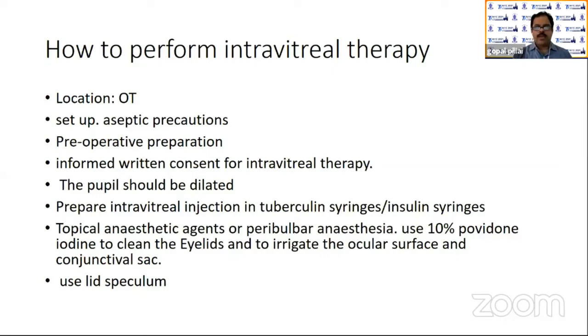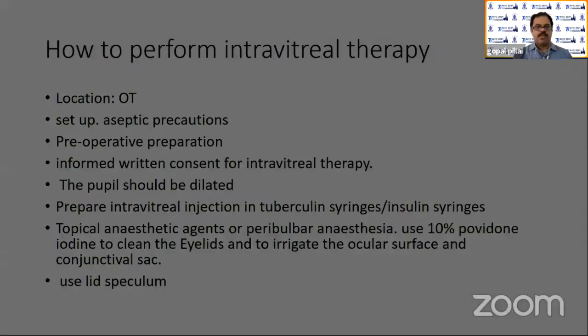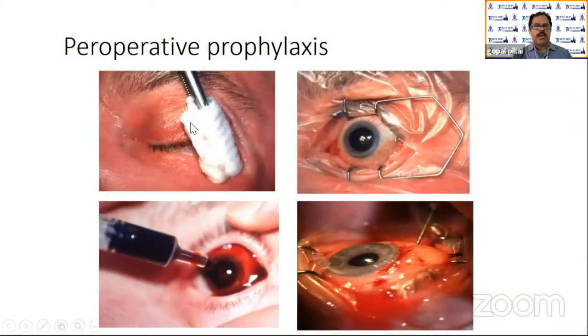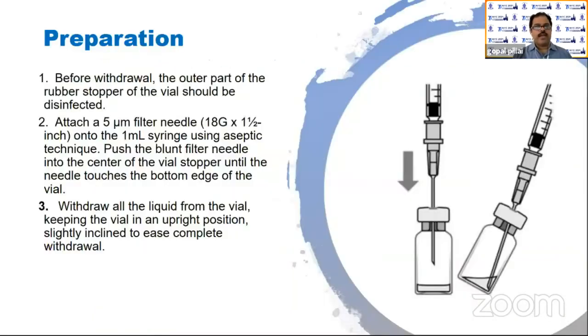Generally, we prefer a topical anesthetic agent, but use 5 to 10% povidone to clean the eyelids and to irrigate the ocular surface and conjunctival sac. So we may need to use betadine to cleanse the whole thing. Put in a few drops of povidone and make it stay there for about 3 minutes, because betadine liberates the active povidone iodine, which takes about 3 minutes to act. So that is a very important thing, preoperative prophylaxis. Please douche the conjunctival cul-de-sac as well.